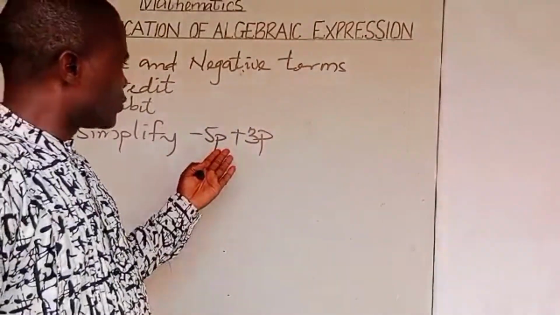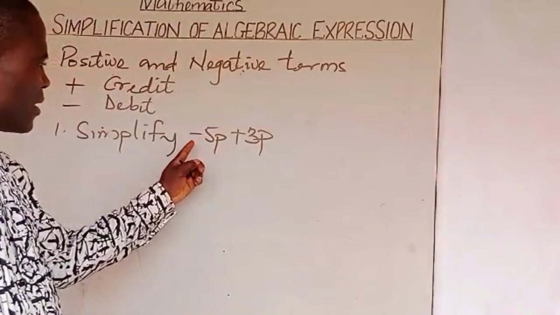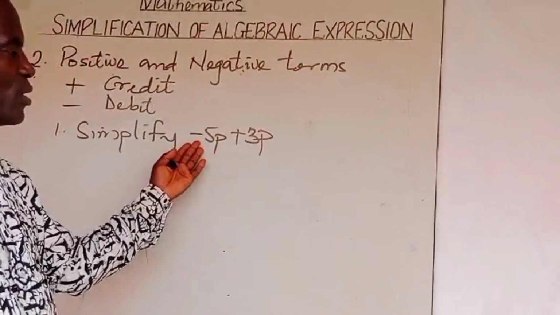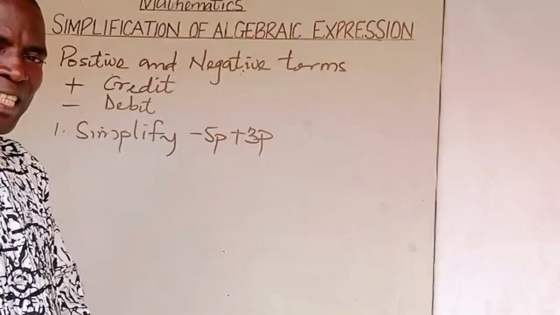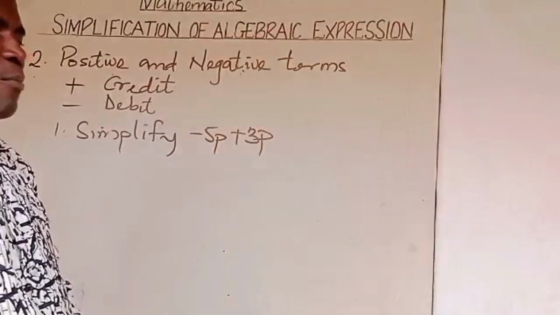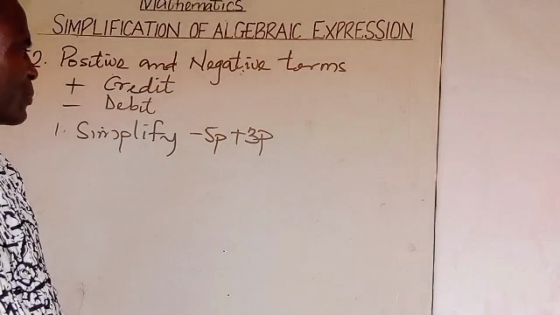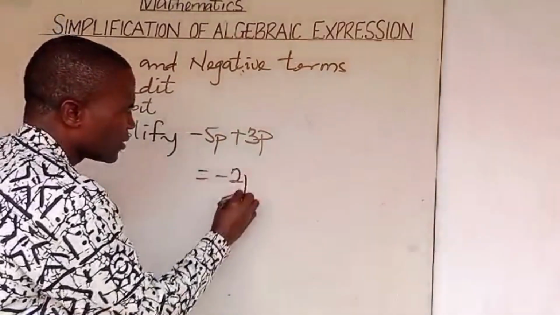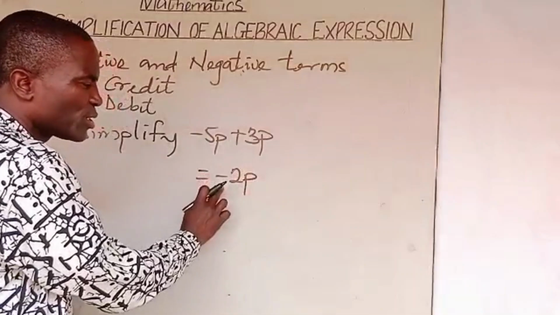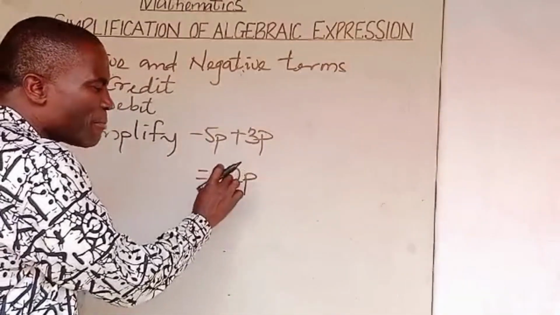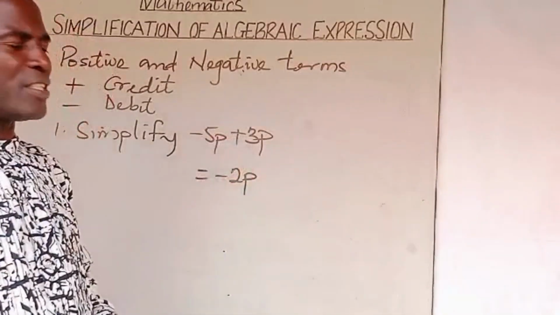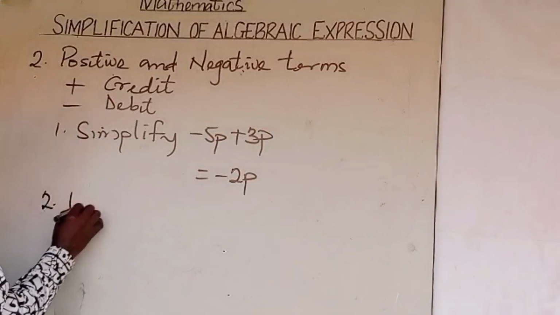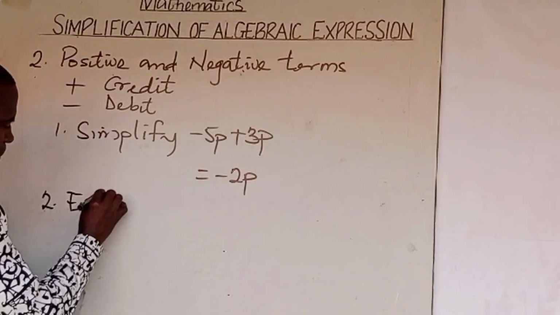So all that you need to do is to just say, I have 3 with me, but I'm owing you 5. So you are going to bring out the 3 that is inside your pocket, pay part of the money that you are owing. Then the balance is now going to be minus 2p. This minus indicates that this is the amount of money that is yet to be paid. Then number 2, you can be asked to evaluate.